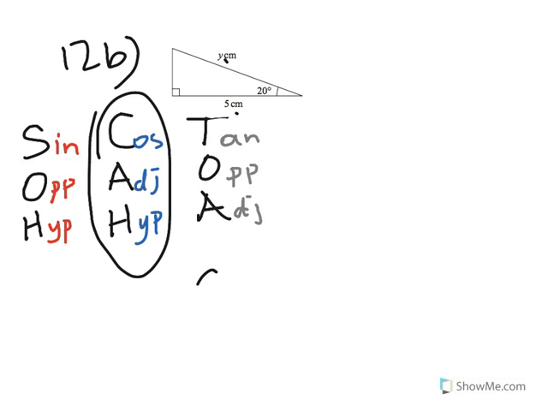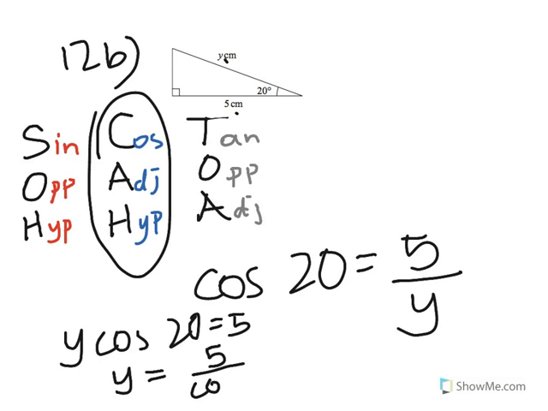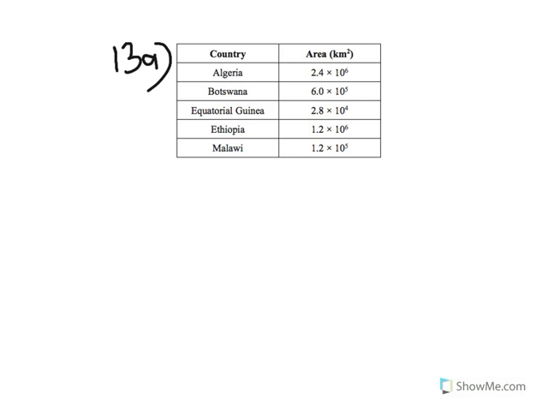So that means cosine of 20, or cos 20, is equal to the adjacent, which is 5, over the hypotenuse, which is y. If we multiply both sides by y, we get y cos 20 is equal to 5. Now we divide both sides by cos 20, and we get y is equal to 5 over cos 20. Put this in your calculator and you get 5.32088, but you have to give it to three significant figures. So 5.32 centimeters.